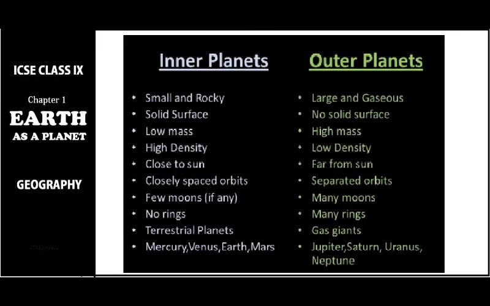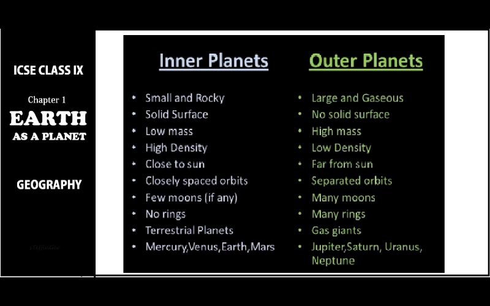Now these are the major differences. Inner planets are comparatively very small and it's made up of rock. On the other hand, outer planets are large and gaseous, right? Inner has solid surface, other one does not have any solid surface. Then mass is low in case of inner planets, whereas in outer planets it's high. But since it is terrestrial, the density of the inner planets are comparatively higher than that of outer planets.